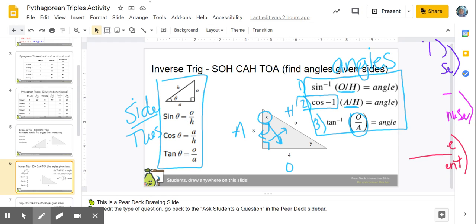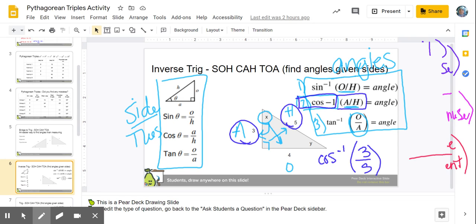Okay. So we decided to use cosine. So we're going to use cosine -1. And then what do I put in those parentheses? A over H, which is going to be 3 over 5. So now I'm going to go over to Desmos.